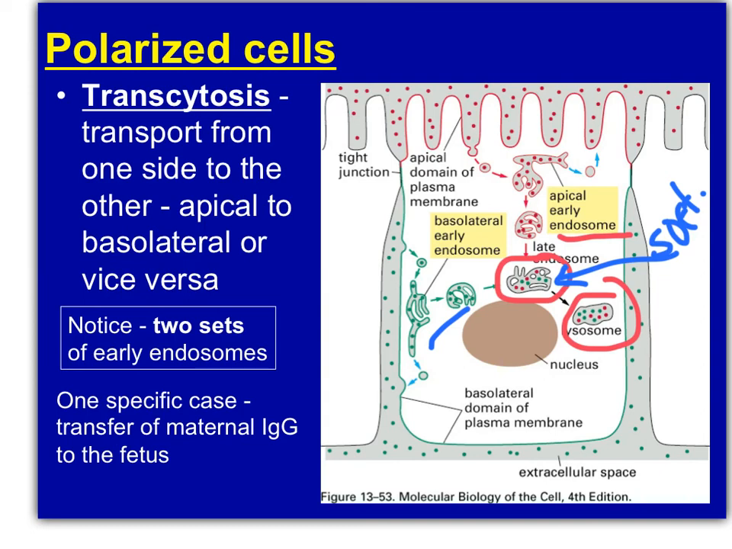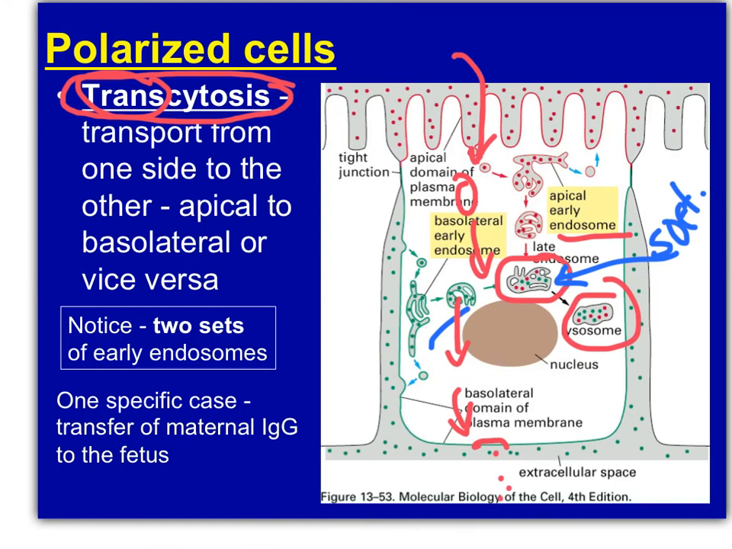Anything that's transported through the cell in a vesicular transport pattern is said to be going through transcytosis. That's trans, across. It's coming in one side, going from this side to the basolateral side, and ending up on the extracellular side of the basolateral side. One of the specific examples is IgG. So the mom, when she's pregnant, can transfer antibodies. IgG is a particular class of antibodies, and those maternal IgG protect the baby from disease in the womb.